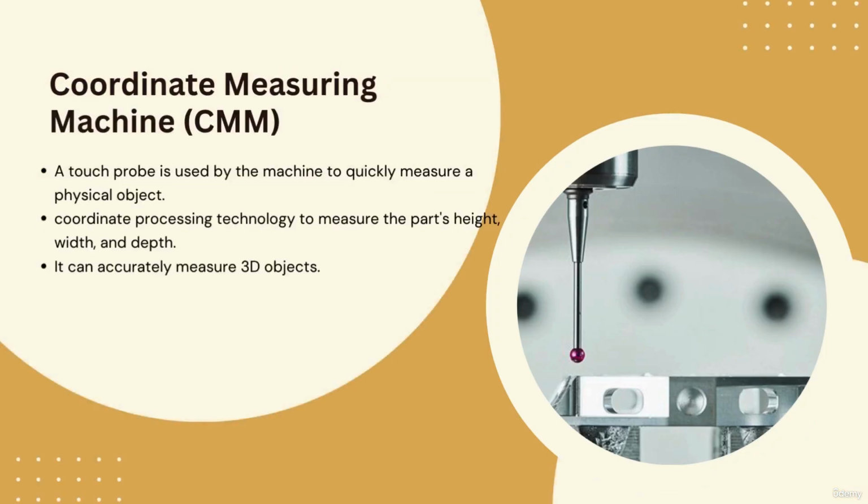Okay, now the next one is an important one. It is called the coordinate measuring machine. This is one of the important machines used in every industry to measure high-end components with the right tolerance methods. It has a touch probe used by the machine to quickly measure a physical object just by pointing out the exact locations and each location. It can calculate an arithmetic mean, then find out the exact value to know the difference of the surface areas.